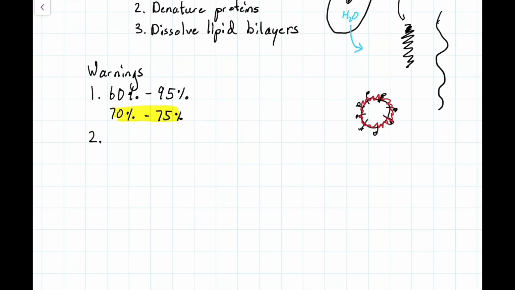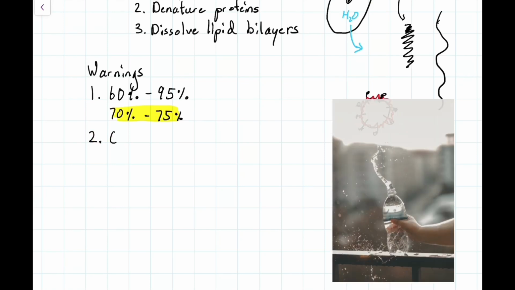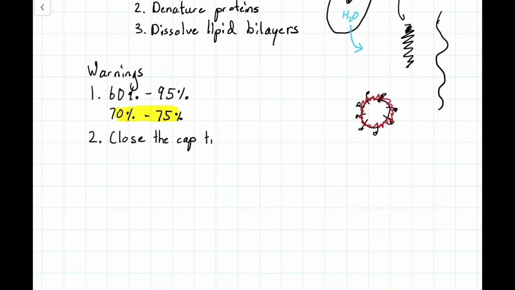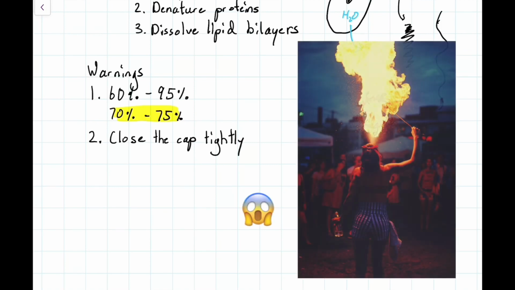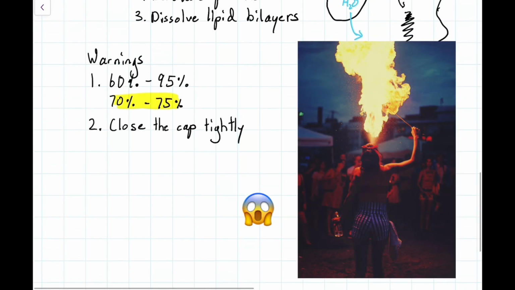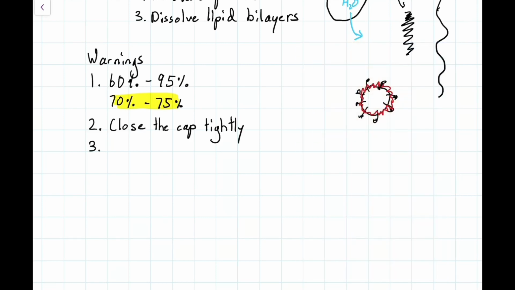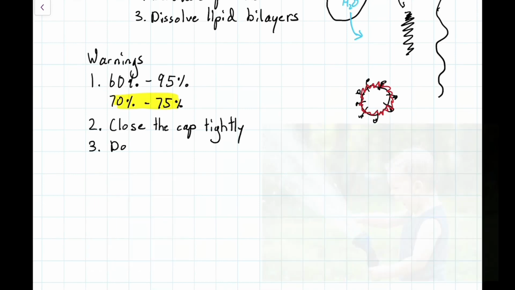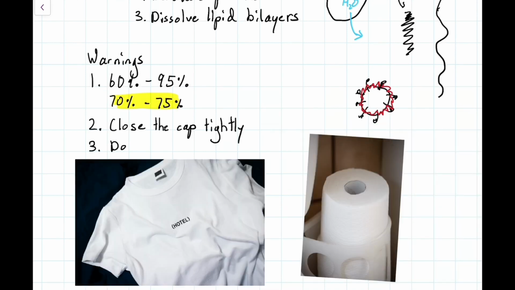Second, we need to close the cap tightly after each use. Alcohol evaporates very quickly, and since alcohol is flammable, it is very dangerous for it to be present in the air. Also, because of this reason, we should not spray the alcohol into the air nor directly onto surfaces. Instead, we should apply with a cloth or paper towel. So number 3, do not spray. Do not spray into the air.